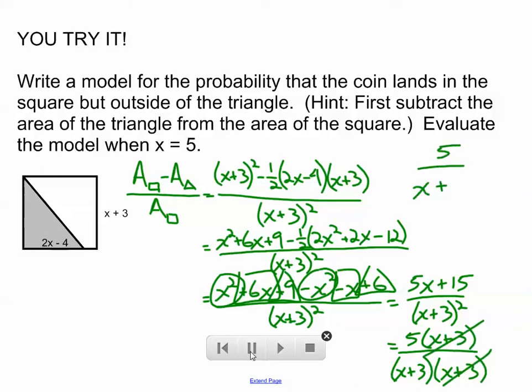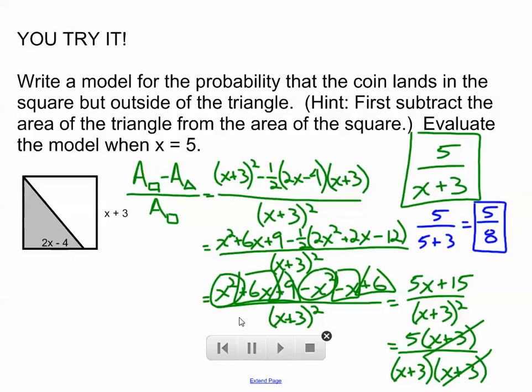Okay, so we've got an expression that shows the probability that it lands in the square but not the shaded portion, 5 over x plus 3. Let's evaluate the model when x equals 5. So that would be 5 over 5 plus 3, which is 5 over 8.